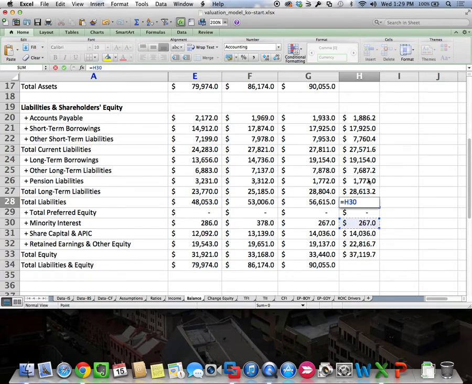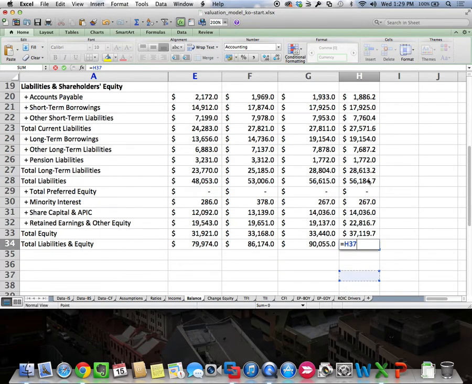We add up the three long-term liabilities. Equals current liabilities plus long-term liabilities, or the total liabilities. Total liabilities and equity equals the total liabilities plus the total equity, 93,304.4.